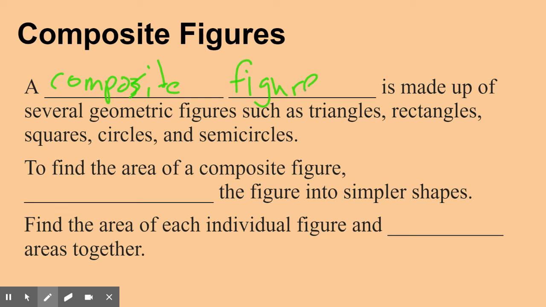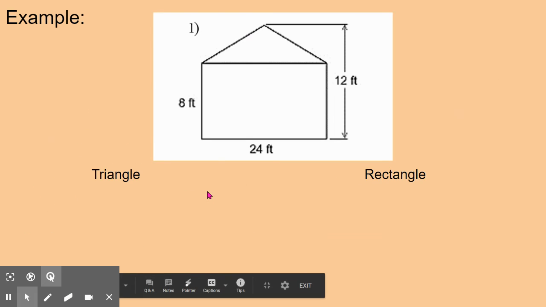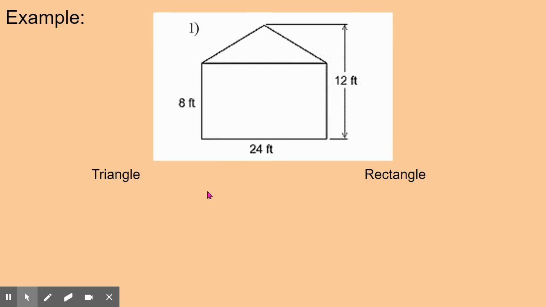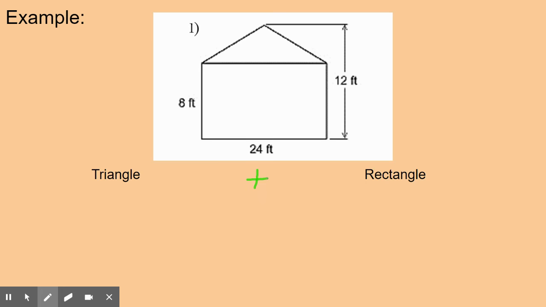So to find the area of a composite figure, we're going to separate the figures into simpler shapes, and then we'll find the area of each individual figure and add them together. So let's take a look at this. This is an example of a composite figure. Like I said, I took 2 shapes, put them together. Now there's no formula for me to figure out the area all in one. So we're going to separate it, which is why I wrote out triangle and rectangle. I'm also going to add in between a plus sign because in the end, we're going to have to add our triangle plus our rectangle.